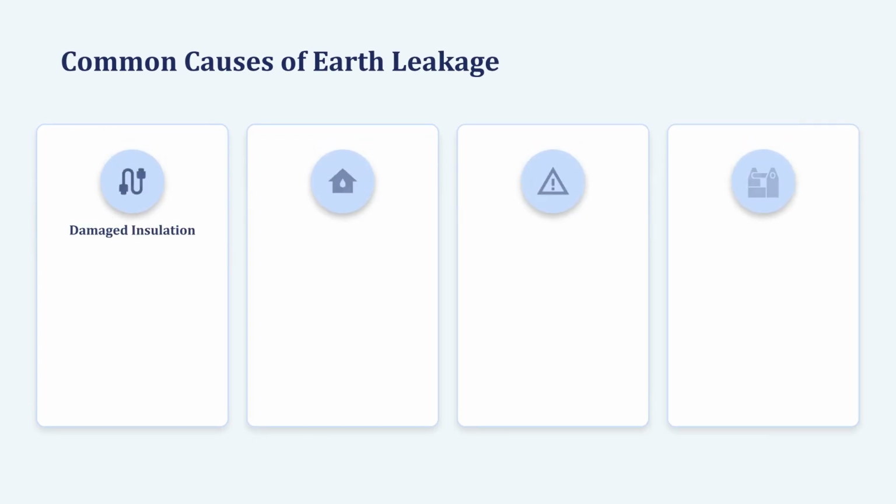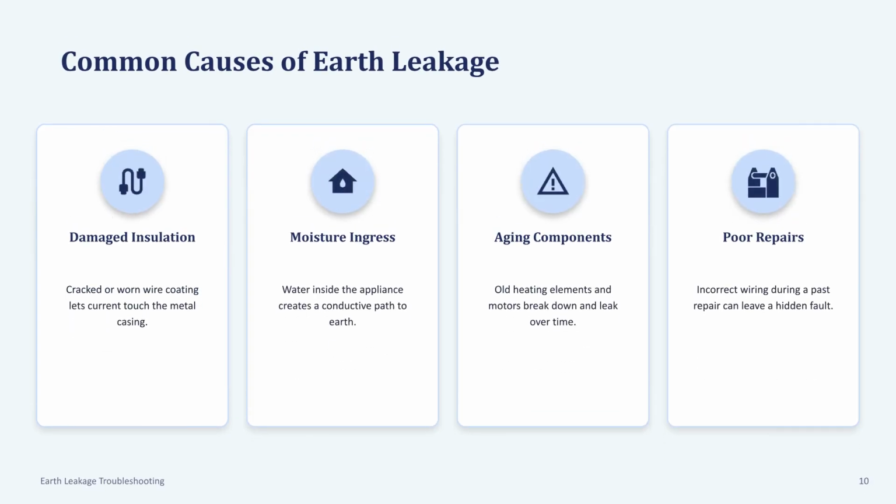Understand the common causes. Cracked insulation, moisture getting inside, aging motors, or even poor repairs from the past can all lead to earth leakage. Knowing the cause helps you decide whether to repair or replace the item.